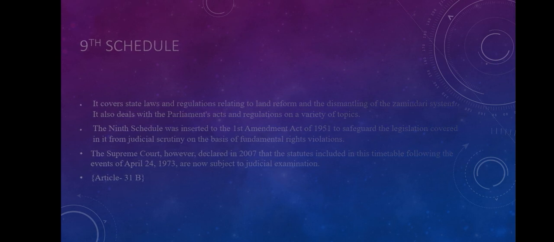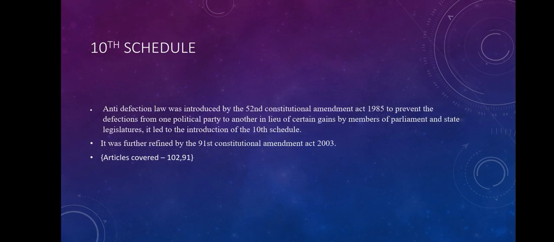Now we will talk about the 10th Schedule. The anti-defection law was introduced by the 52nd Constitutional Amendment Act of 1985 to prevent defections from one political party to another in lieu of certain gains by members of Parliament and state legislatures. It led to the introduction of the 10th Schedule. It was further redefined by the 91st Constitutional Amendment Act 2003. It is covered under Article 102 and 191. Now we will talk about the 11th Schedule of the Constitution.